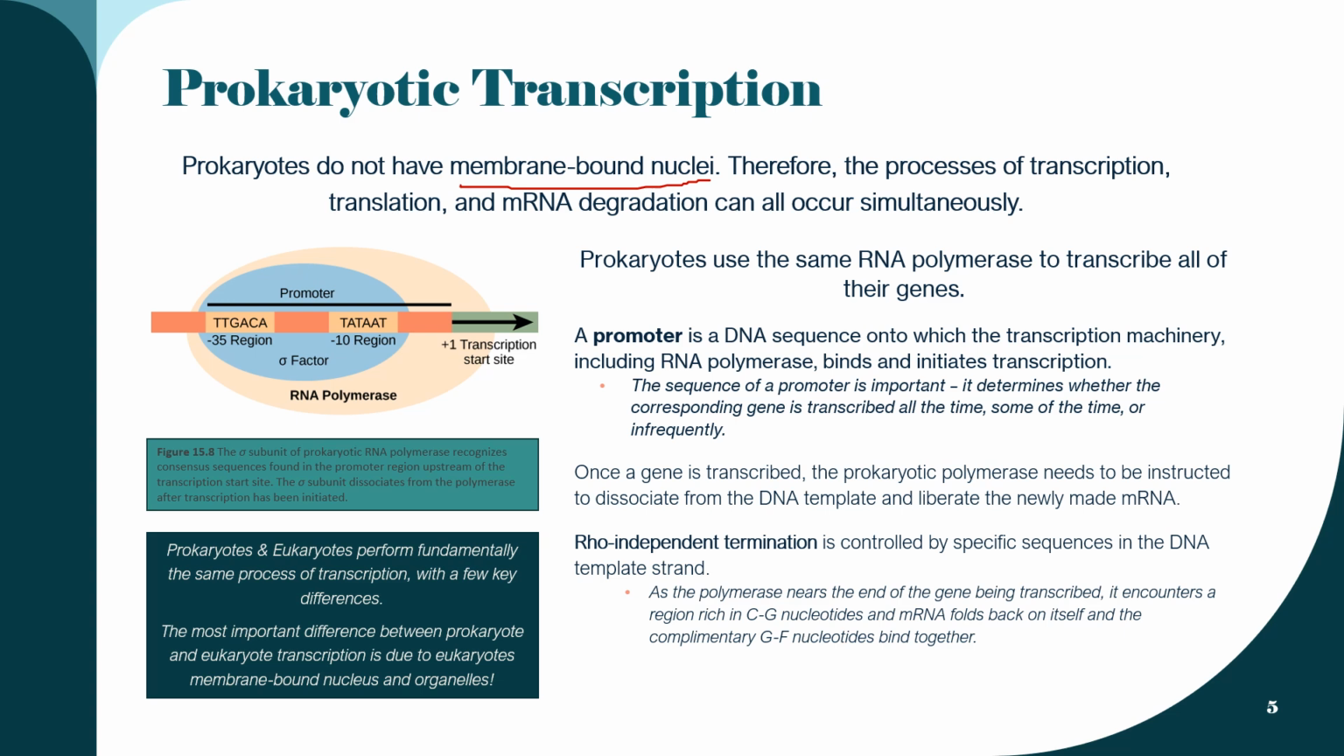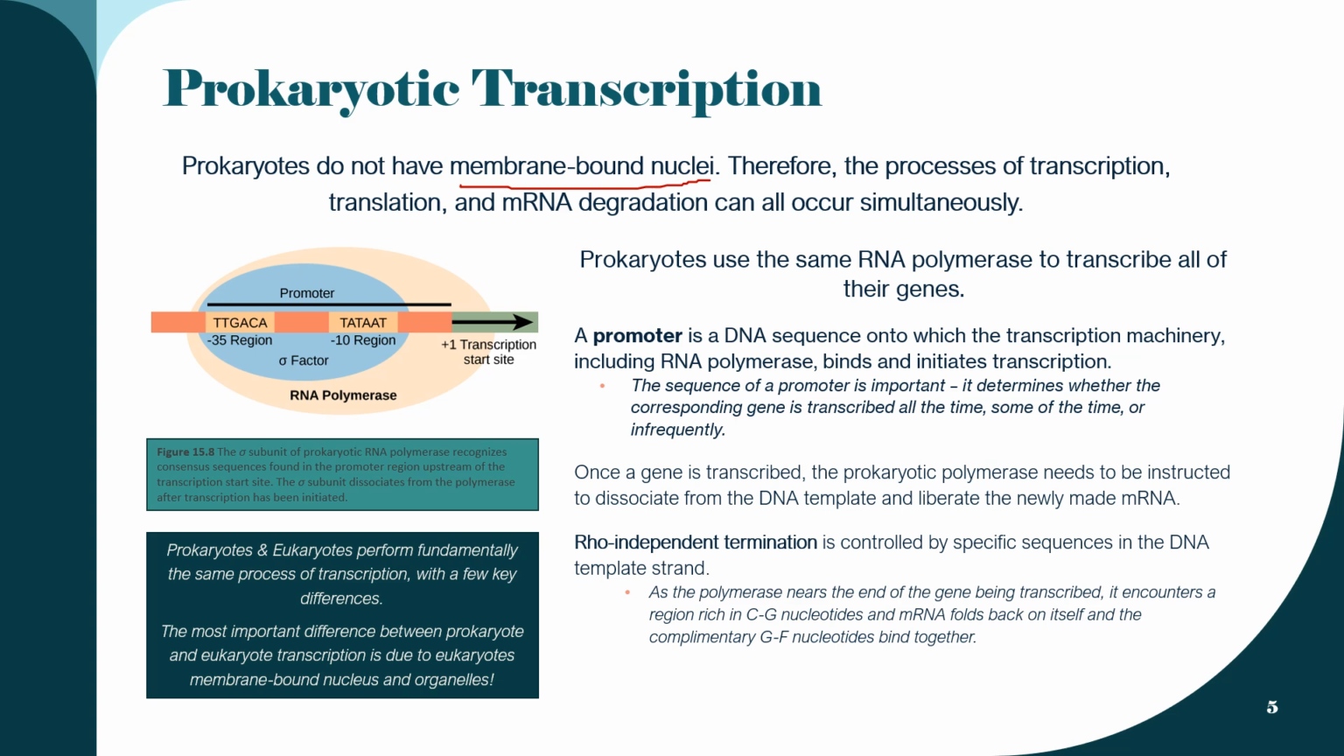Once a gene is transcribed, the prokaryotic polymerase needs to be instructed to dissociate from the DNA template and liberate the newly transcribed mRNA. So basically, once they've started, they have to be told to stop and disconnect from the original DNA. It says here we have something called rho-independent termination with prokaryotic transcription, and it's controlled by specific sequences in the DNA template strand. And then below that, it says, as the polymerase nears the end of the gene being transcribed, it encounters a region which is rich in CG nucleotides, and mRNA folds back in on itself, and the complementary GC nucleotides bind together.